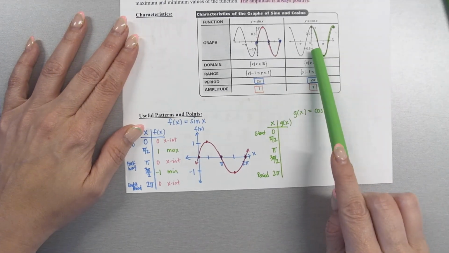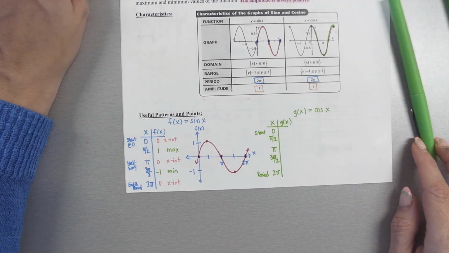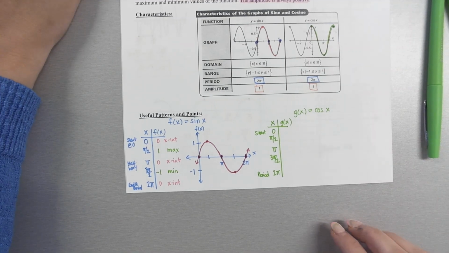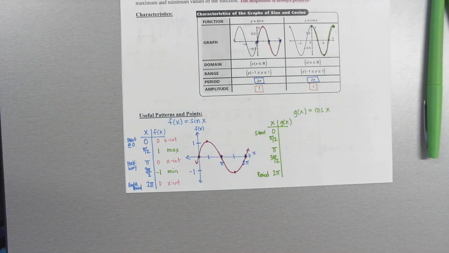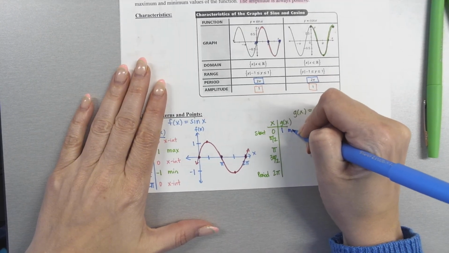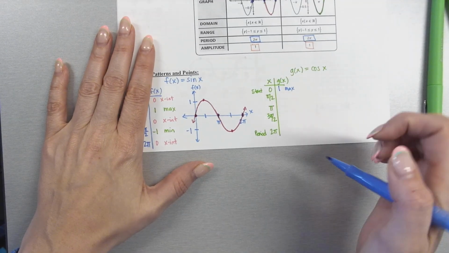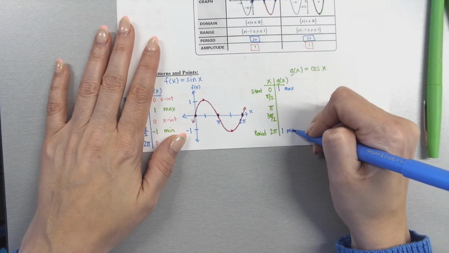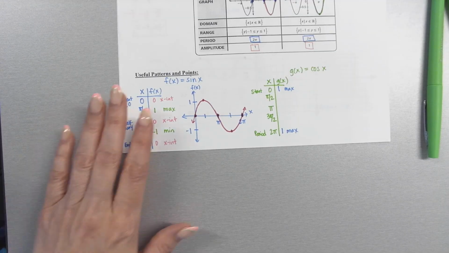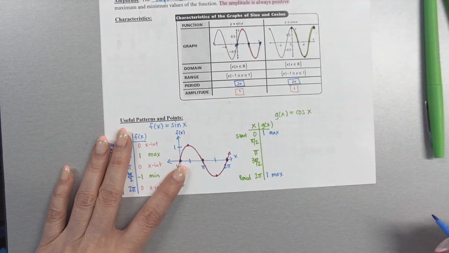So at 0, where are you at with the cosine graph? You're at the maximum value there. Okay, so you have the max at 1. So remember, wherever you start, that's where you end. So if you start at the max, you end at the max. Okay, so we can see that on our graph. You start at the max, you end at the max.